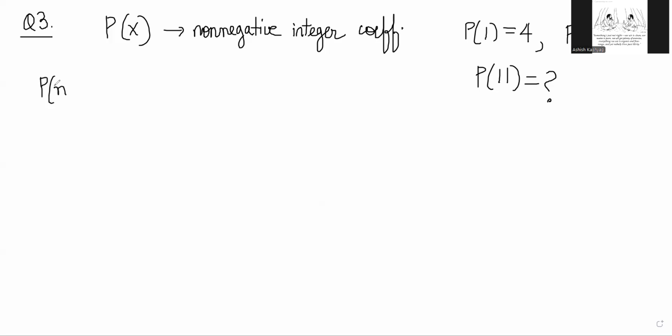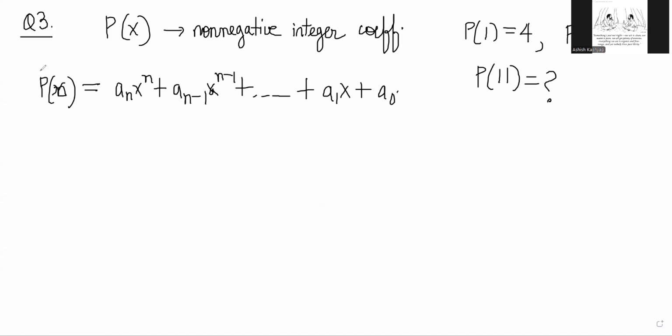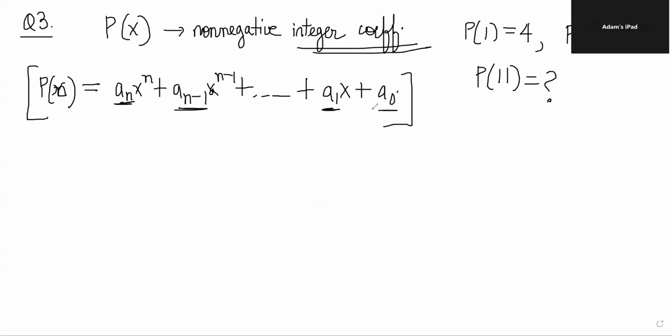We can write any general polynomial like this: a_n x^n and so on till a_1 x plus a_0. This is my general polynomial. We know that the coefficients are integers, so all the a_i's are integers and they are positive integers or 0, correct? Now you have to use the data to figure out things.